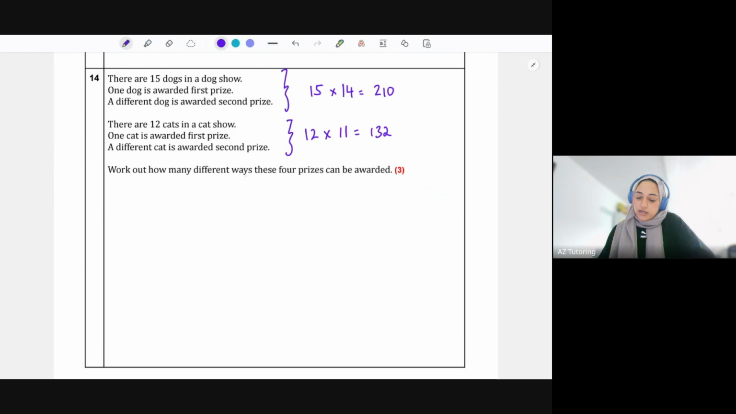But because we're working out the different ways these 4 prizes can be awarded, we need to then times these 2 by each other because it's for both shows. So it's 210 combinations times 132 combinations from the cats. That gives us 27,720 different ways that the 4 prizes can be awarded. So that's for 3 marks.